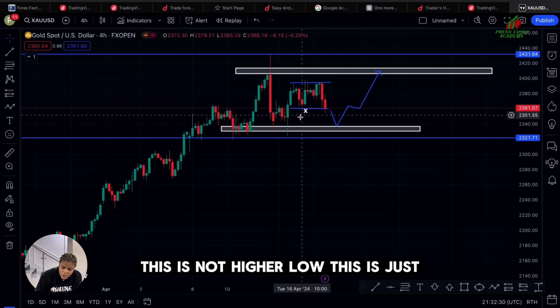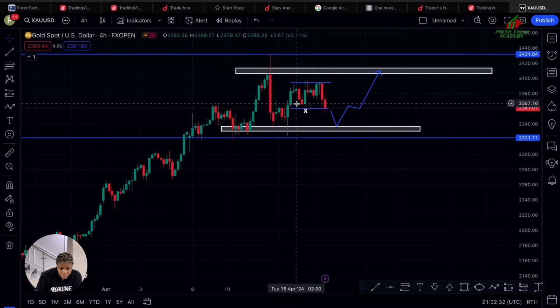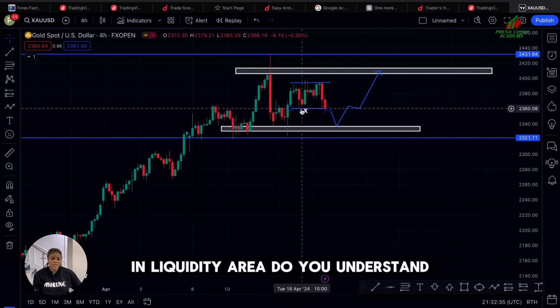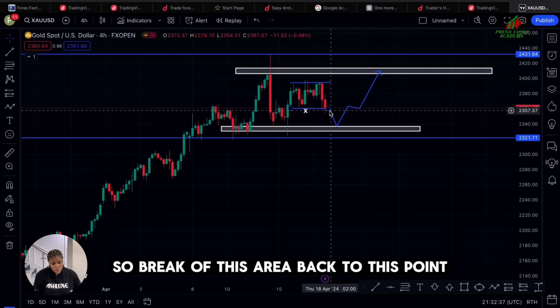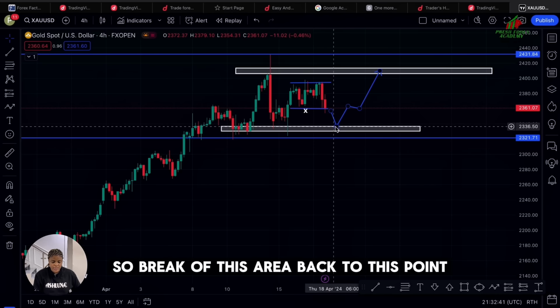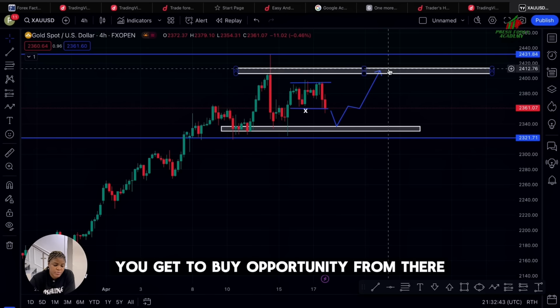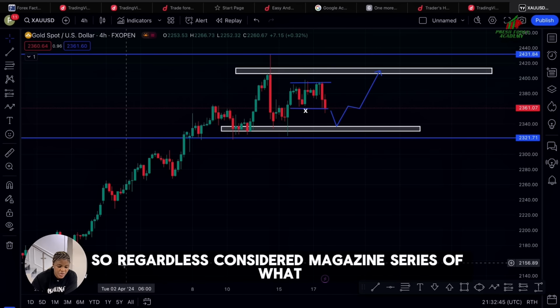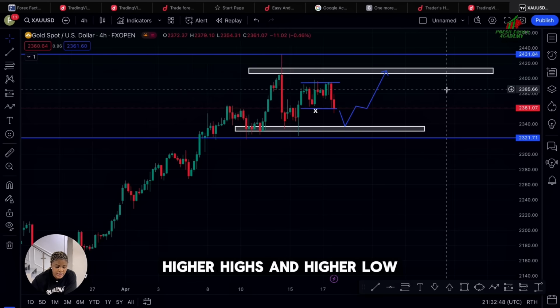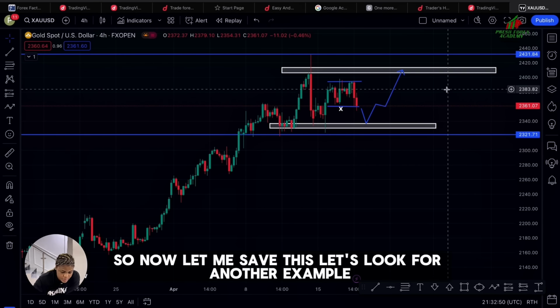This is not a higher low. This is just a liquidity area. Do you understand? So break of this area back to this point, you get a buy opportunity from there. So regardless, you can see that the market is still creating a series of what? Higher highs and higher lows. So now let me save this. Let's look for another example.